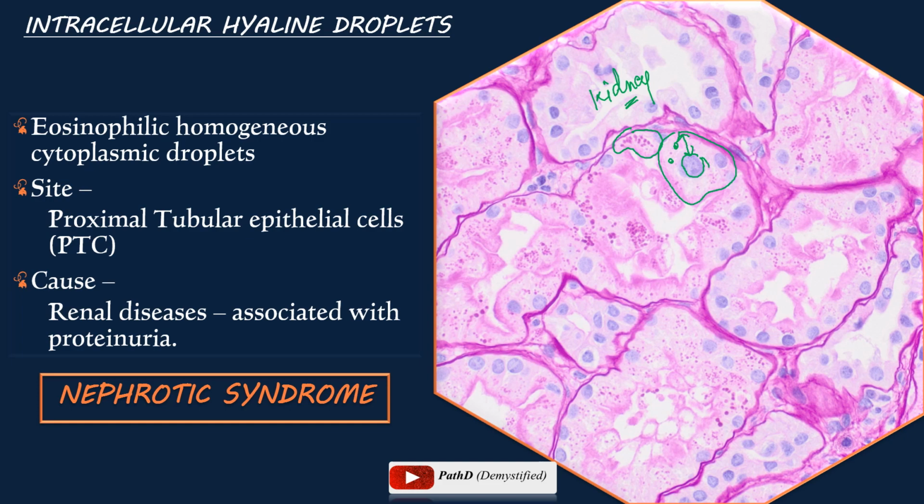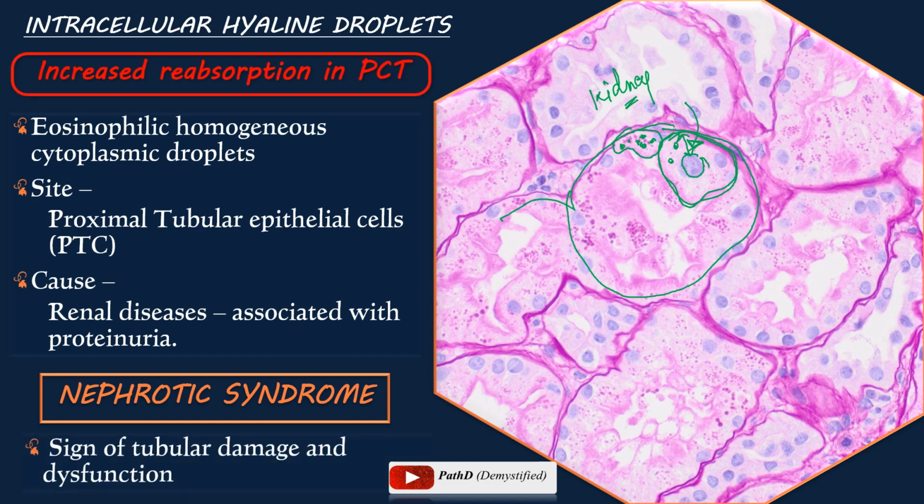So now why do they develop? They develop because the cells of this PCT, this is one tubular epithelial unit, lead to increased reabsorption of the proteins into the vesicles, and when these cells reabsorb the protein which is being lost in the urine, that protein gets accumulated within the cytoplasm of these cells as small eosinophilic droplets. So now what can they cause? Presence of these hyaline droplets within the PCT is a sign of severe tubular damage and dysfunction.